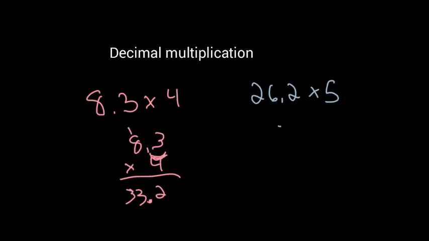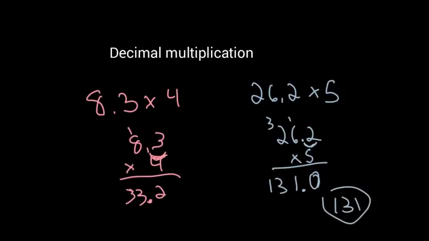So let's do another one just like that. I've got 26 and 2/10 times 5. So again, just start multiplying. 5 times 2 is 10. Carry my 1. 5 times 6 is 30, plus 1 is 31. Carry my 3. 5 times 2 is 10, plus 3 is 13. So again, look at how many digits are behind the decimal in the problem. I've got 1 there, so I need 1 in my answer. So my answer there is 131. And you don't need that 0 at the end if you don't want. So you could just have your final answer as 131 for that question.